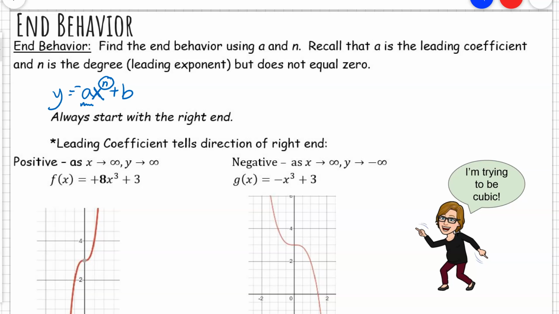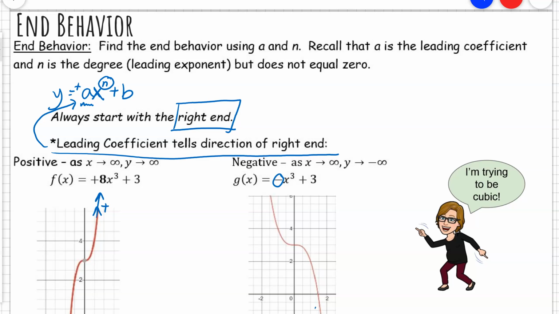Your leading coefficient tells you the direction of the right end. So if it's positive, that means the right side of your graph is going to continue up in the positive direction. If it is negative, like this one over here, -1, your right side is going to continue on to negative infinity. So that's going to tell you what's going on with your coefficients, and on the next slide, we're going to talk about what the exponent is going to do to the left side. Let's go ahead and do that.